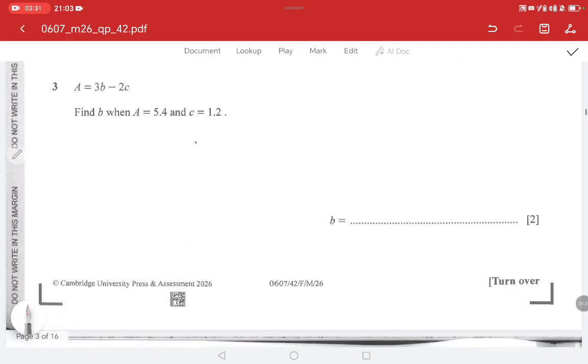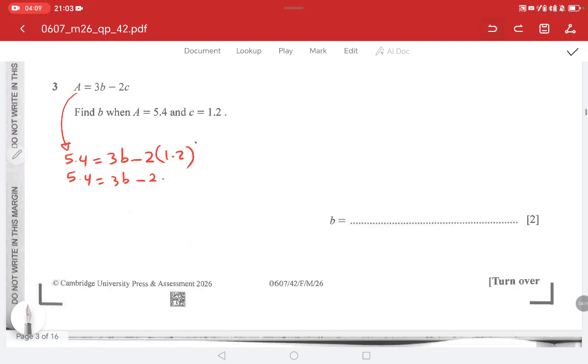Next one, it's substitution. You have A equals 3B, so 3 times B. Oh, actually here they said find B. Okay, so let's read the question very well. A, this one is 5.4, equals 3B minus 2C. C is 1.2. So 5.4 equals 3B minus, here is 2.4.